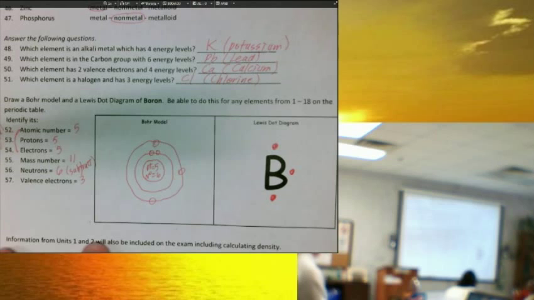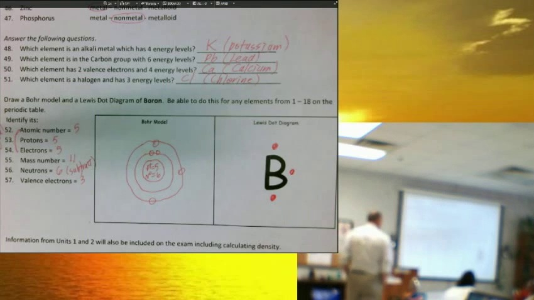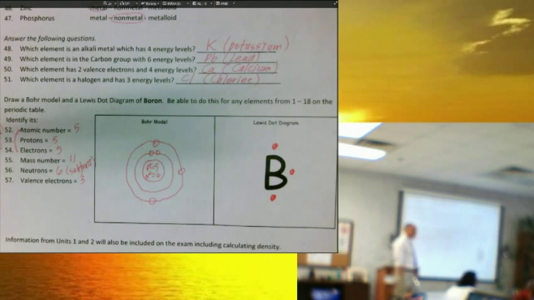Okay, it says draw a Bohr model and Lewis dot diagram of boron. Be able to do this for any element from 1 to 18 on the periodic table. Atomic number for boron is 5. That means the protons and electrons are also what? 5. Remember, those are always equal. The mass number comes from where? The periodic table. It's 11. To get the neutrons, what math function do you have to do? You have to subtract. So 11 minus 5 is 6.